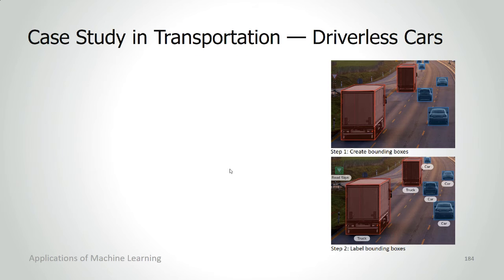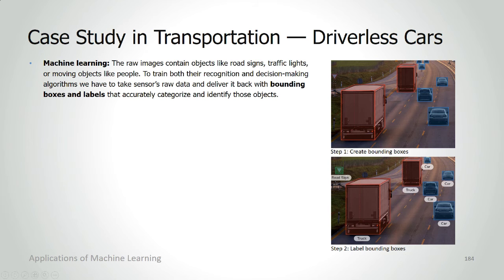As I said, you have some scene, you have some objects from the sensors and the camera, and what you want to do is create bounding boxes. That's step one. Step two is to label these boxes as to what they are. Most of the time this has to be done by hand. It can also be automated somewhat, and I'll describe that shortly. What we'd like to do is use machine learning to help us as much as possible. The raw images contain objects, as I said, road signs, traffic lights, or moving objects like people. So what we'd like to do is take the sensor's raw data and deliver it back with bounding boxes and labels that accurately categorize and identify those objects.